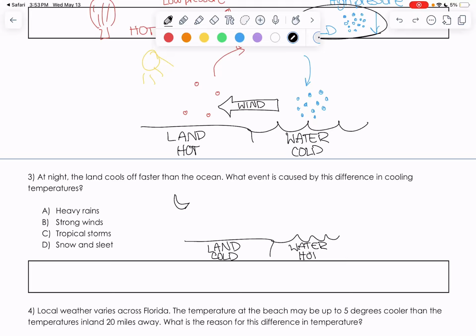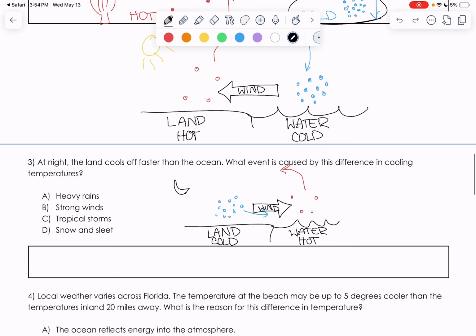Oops. So everything from before is flipped. There's hot air over the water. There's cool, dense air over the land that is sinking. This warm air is rising, and wind happens as it rushes from high to low. That's the way it always flows. Wind blows from high to low.